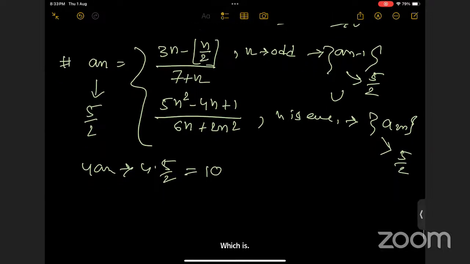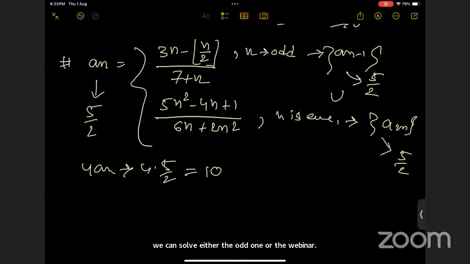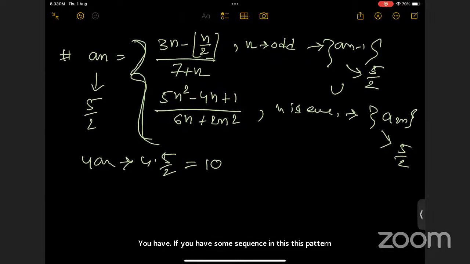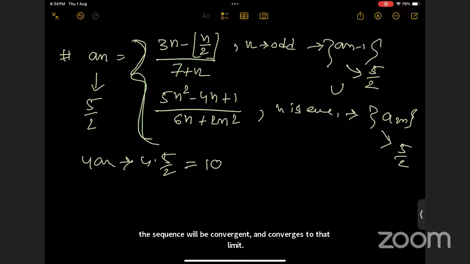Okay. It's fine. So, ma'am, if we have to find the limit at infinity, then we can solve either the odd one or the even one, or we have to solve both and check. If you have some sequence in this pattern, then you can solve for the odd one and the even one. If the limit is same, then the sequence will be convergent and converges to that limit. And if the limit is not same, then the sequence will not be convergent.